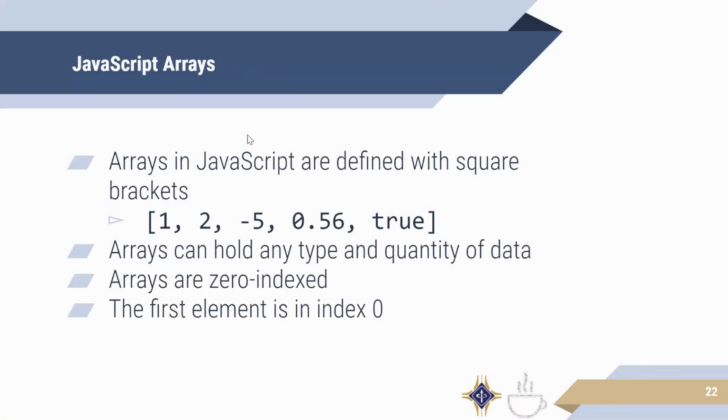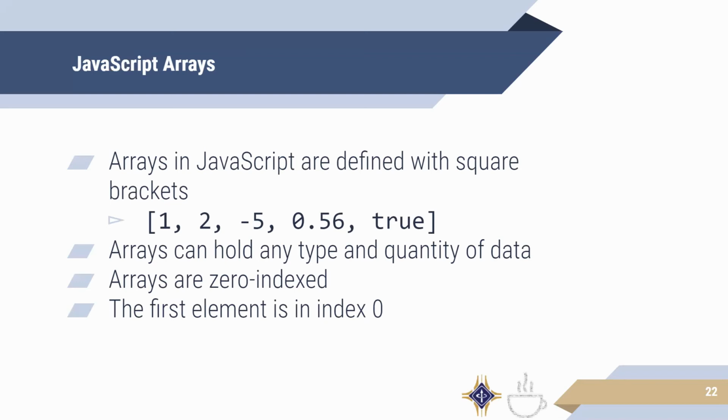A little bit more about JavaScript. Okay, so first things first, arrays. JavaScript arrays are very similar to Python lists, and C arrays too in some ways. They are defined with square brackets, which is again similar to many other languages. And arrays can hold essentially any type and any quantity of data. So in this example array here, we have the number 1, number 2, -5, the float -0.56, and the value true. Please remember that arrays are 0 indexed, so the first element is going to be index 0. In this case, the 1 is a 0, technically speaking. Index number 2, or array element number 2, the number 2 is index 2, and then so on.